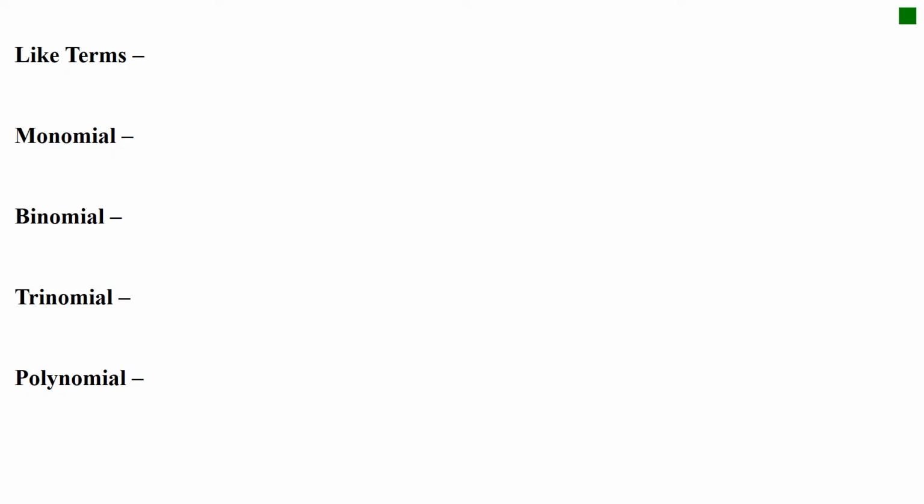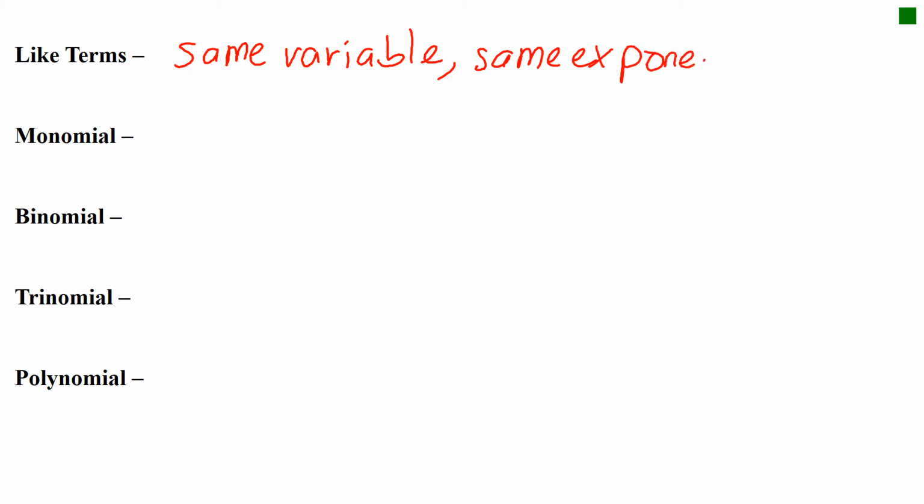Some vocabulary to go over real quick. Like terms: in order for them to be like terms, they need to have the same variable, and they also need to have the same exponent. This is something we saw in Key Concept 10 when we were looking at laws of exponents. So same variable, same exponent. Obviously, constants are like terms with each other.